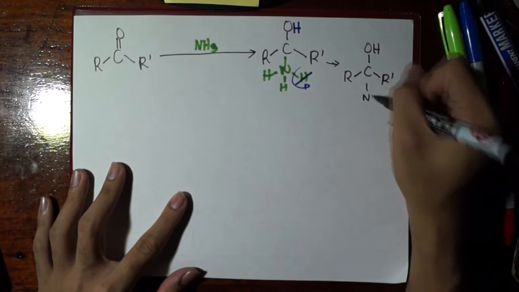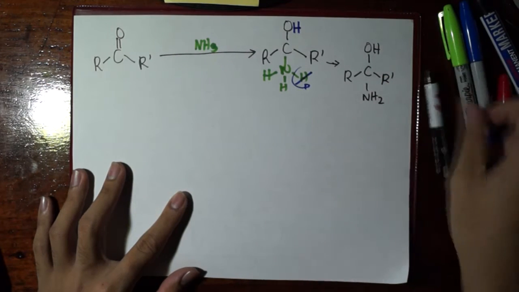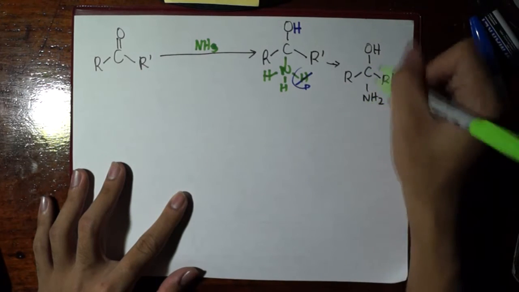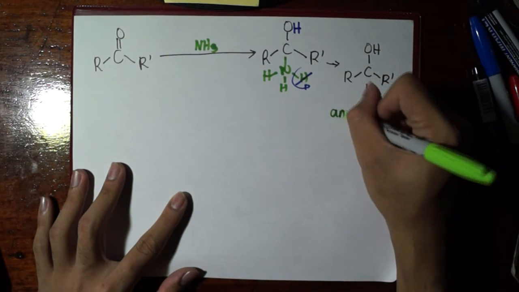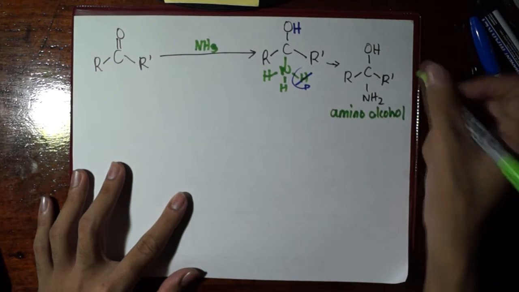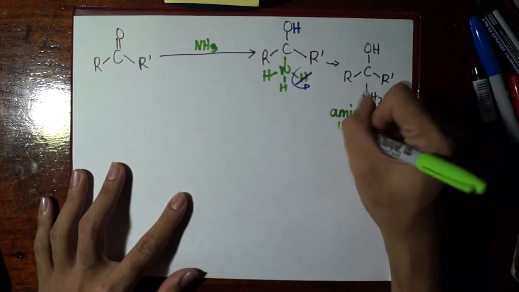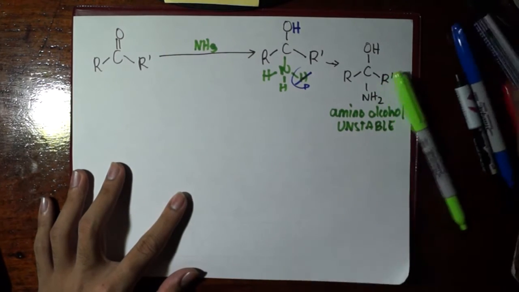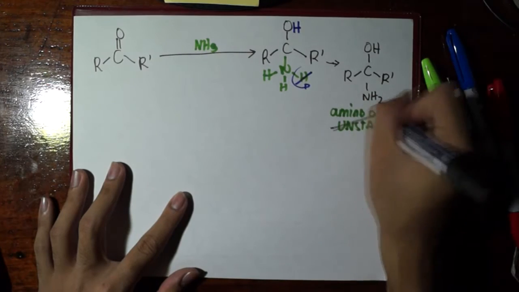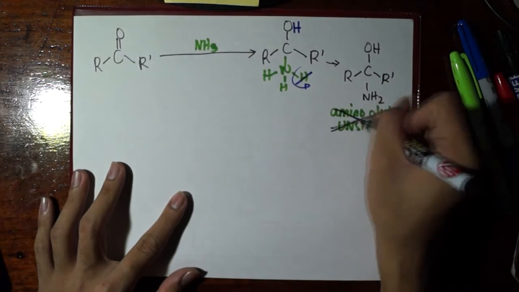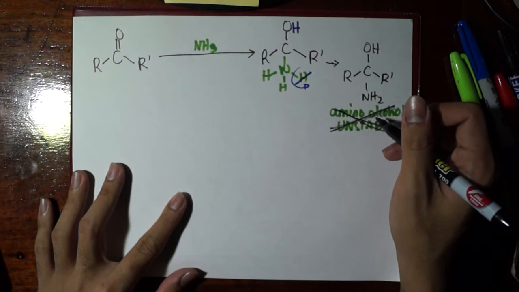If you want to name this, this is an amine, this is an alcohol, you could try to call this an amino alcohol. But the thing is, this does not exist because an amino alcohol is very unstable. It will not last long. So what happens?